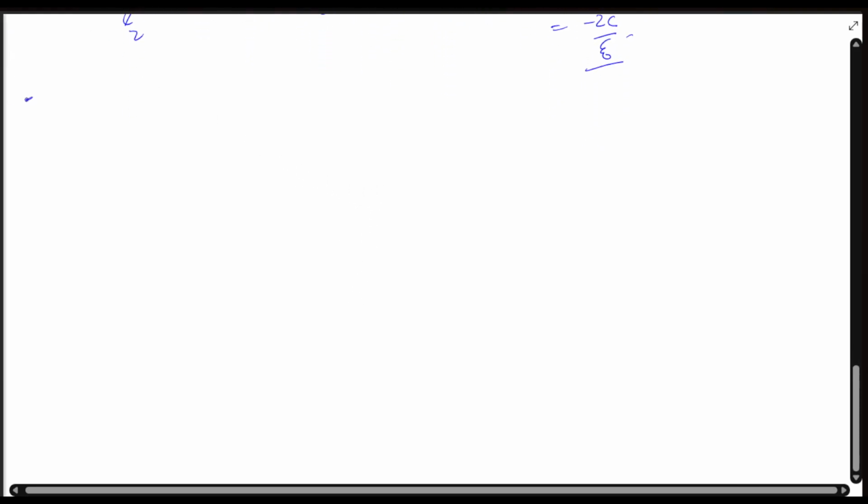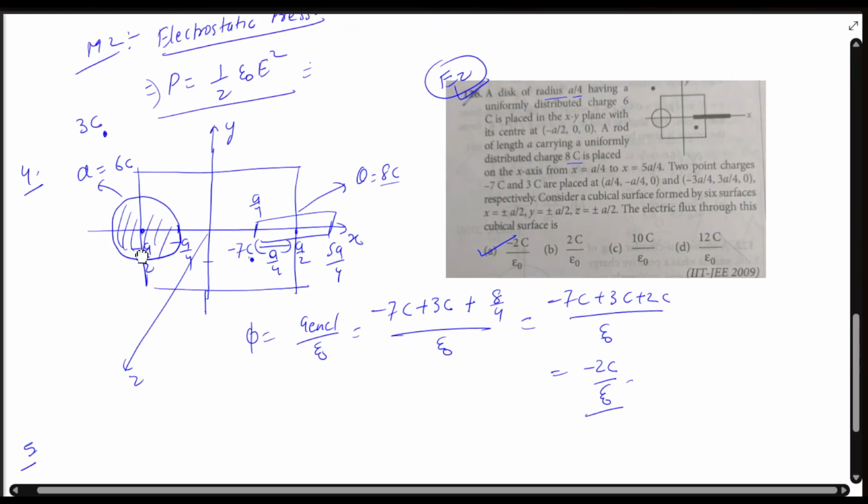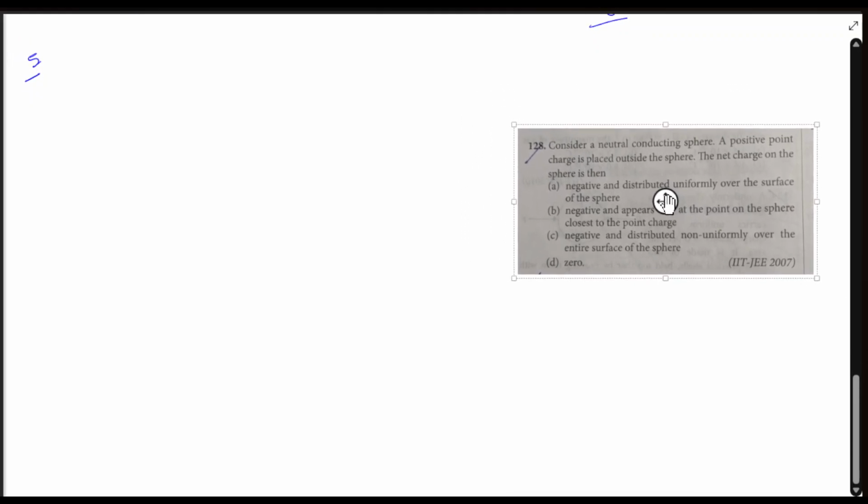Next, move on to our fifth question. These are like one-liner questions, okay? Perfect. So this is a statement question we have. Let me zoom in.